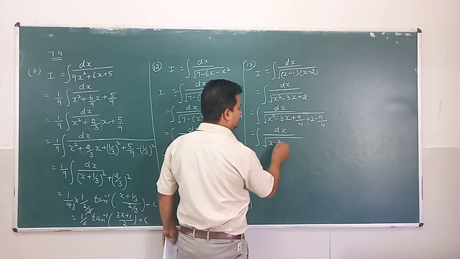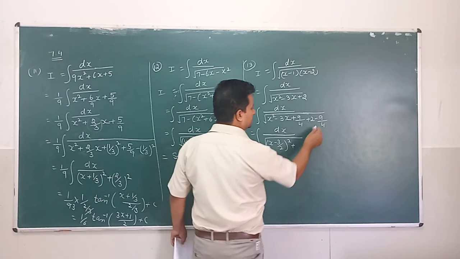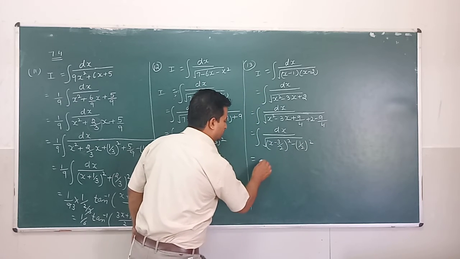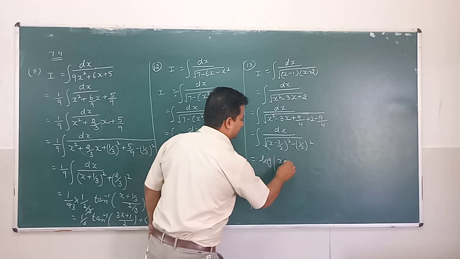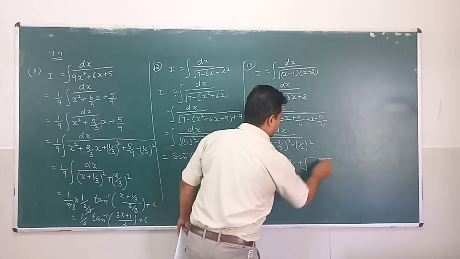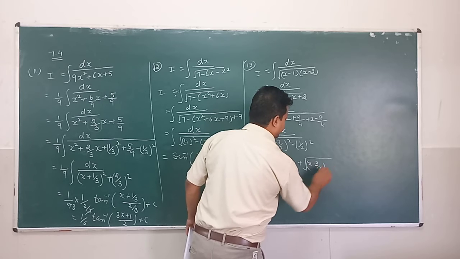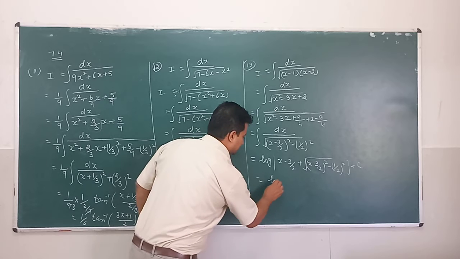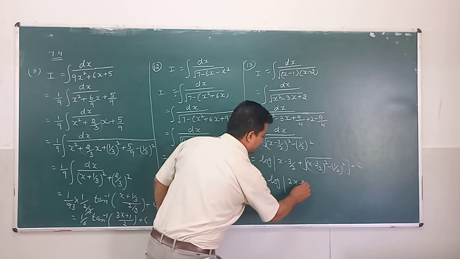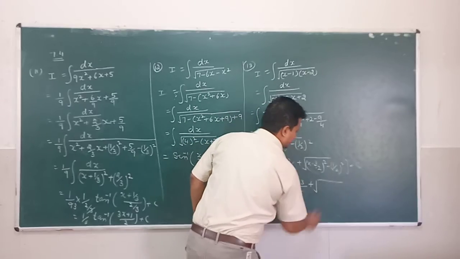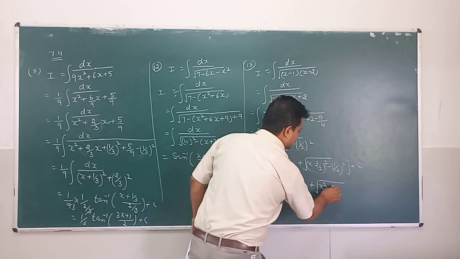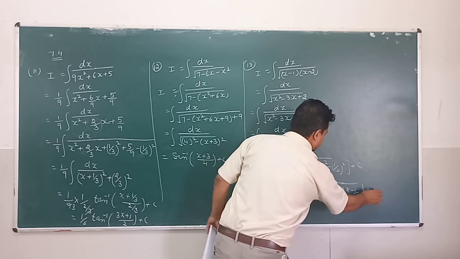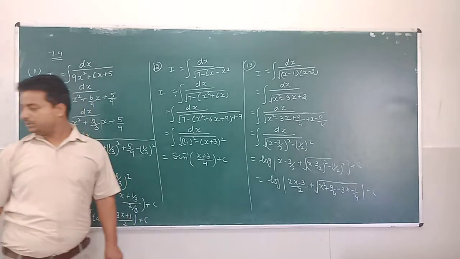So 9 by 4 is added and subtracted. So this is x minus 3 upon 2 whole square. This is minus 1 upon 4, which is square of 1 by 2. So its formula is log x plus square root of x square minus a square plus c. When we solve, this is log 2x minus 3 upon 2 plus square root of x square plus 9 upon 4 minus 3x minus 1 upon 4. So this is the answer of question number 13.